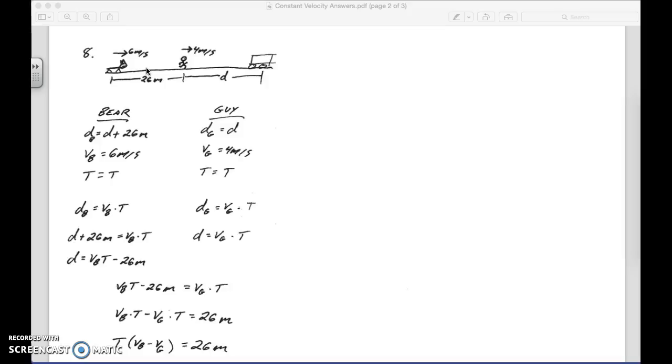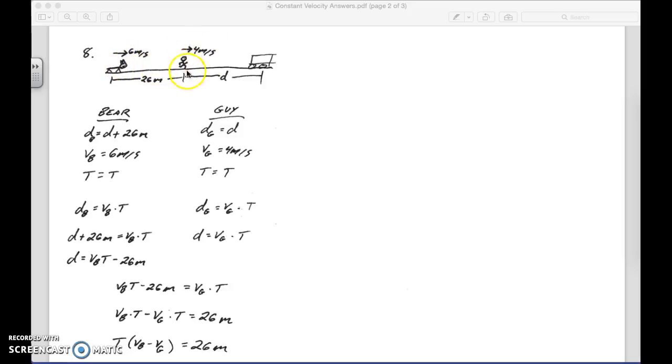There are a couple ways that we can think about this problem. We'll start at the end. We'll sort of think about it, and we won't do the math, and then I'll show you where the math comes from. So one way that you can get this problem is to take a look and say, okay, the guy is running 4 meters per second. The bear is running 6 meters per second. That means every second, the bear is getting 2 meters closer.